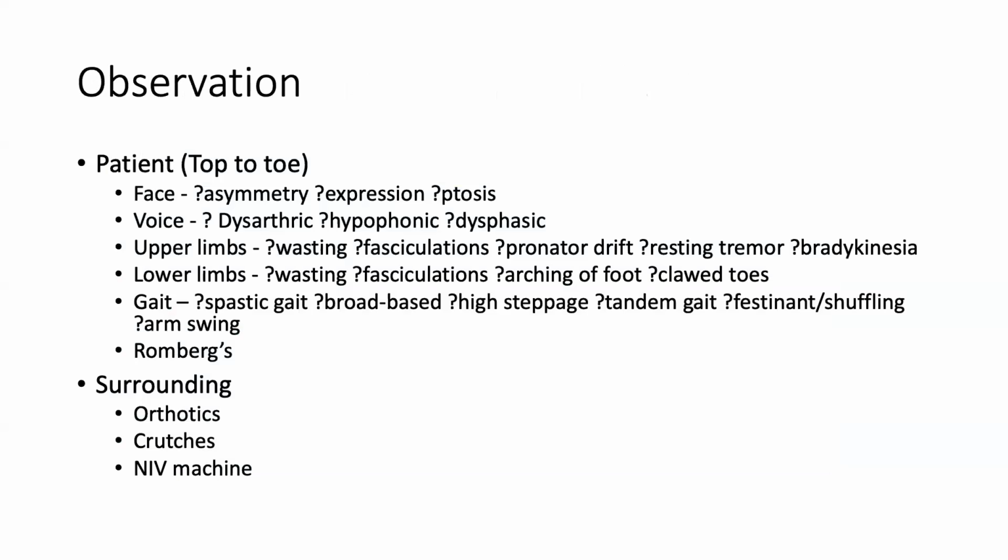You want to start with the face, and by observing the patient top to toe, you can already tell things. For example, if somebody has a facial asymmetry, you start to have a certain degree of suspicion that this is likely a hemiparesis. Somebody with a right-sided facial droop might have a right hemiparesis when you examine the upper limbs. So you can start to expect those things: asymmetry, expression, hypomimia, ptosis, voice.